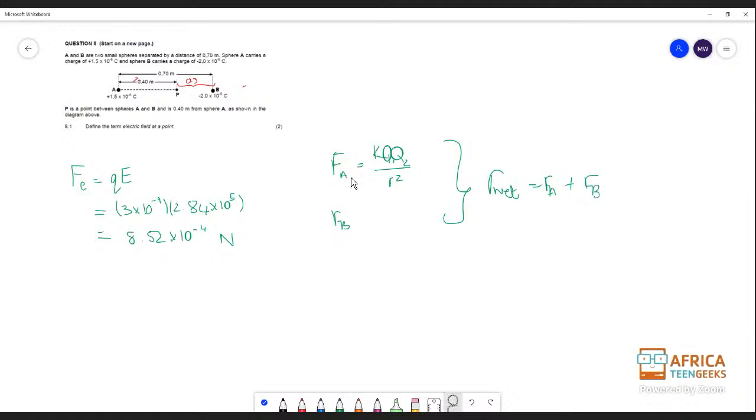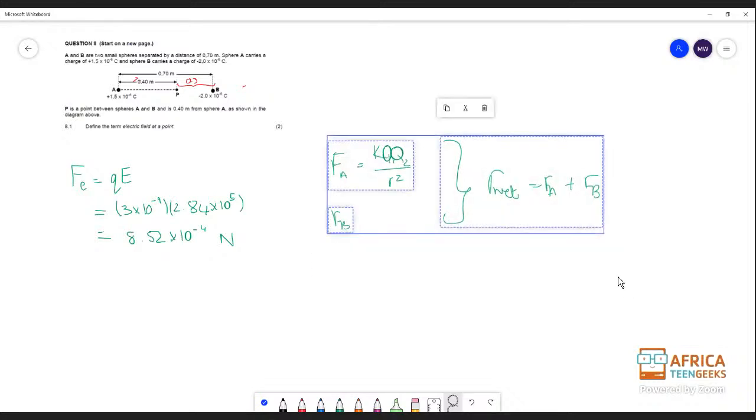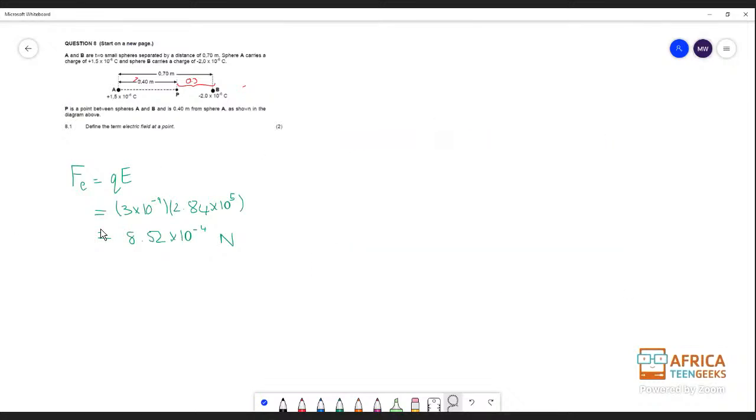But that's a really long way and you risk making mistakes. So the easiest way to just do it is use your formula. E is equal to force divided by point charge, and then use your force that you worked out in the previous question.